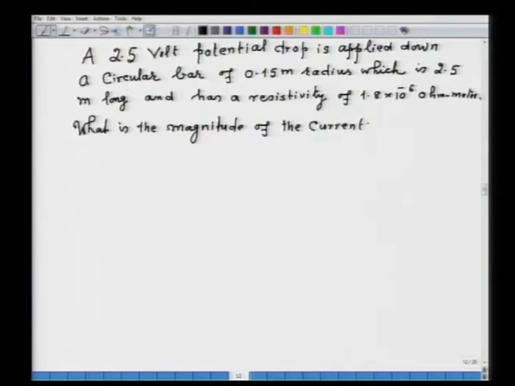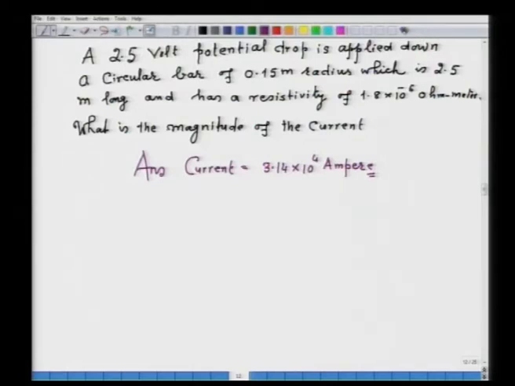Now, I will request you to solve this problem on your own. All that you have to do is calculate the area of the bar and find out the resistance and then find out the current. So, the answer for this problem, that is current, comes out to be equal to 3.14 into 10 to the power 4 amperes. So, try yourself and get a feel of the calculations on electricity.